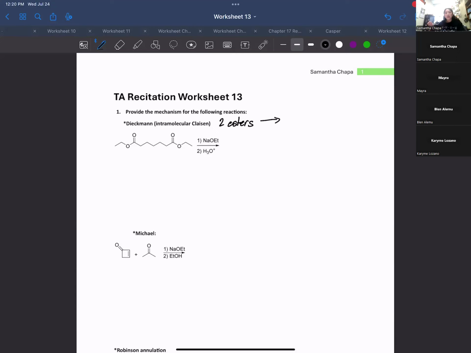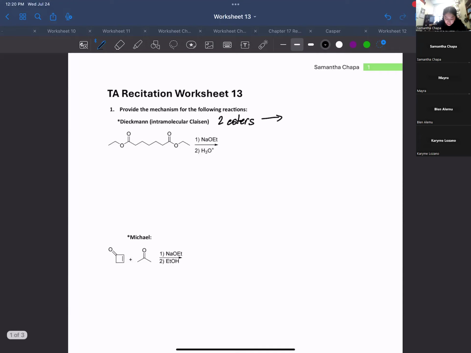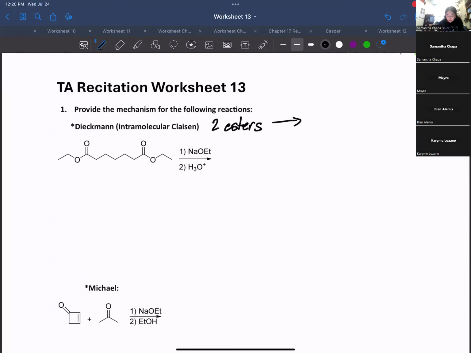And we'll see what we will always be expecting in our products after we do this reaction mechanism. First step is always the acid base part of it. So you're going to deprotonate your alpha hydrogen. And you can deprotonate either one, since it's a symmetrical molecule. So I'm going to have this base go ahead and deprotonate this hydrogen, and we'll put those electrons onto the carbon.